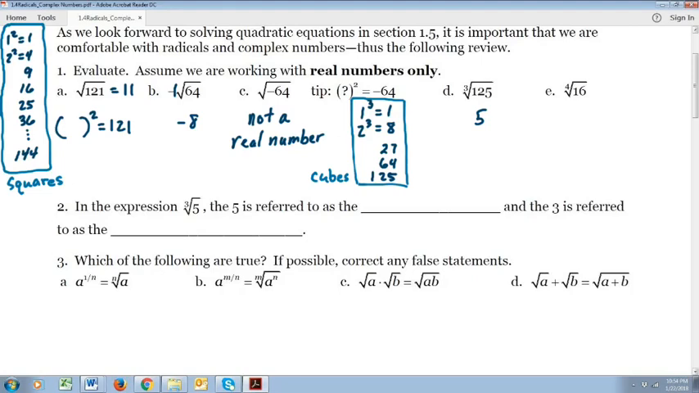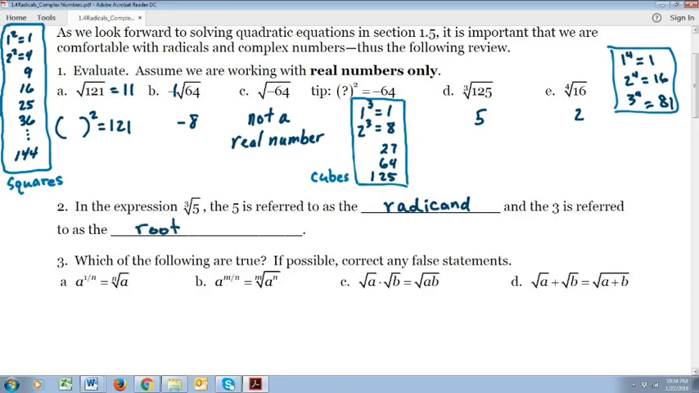And for fourth roots, we want to look at our fourth powers. These are the ones we see the most often, and so we're looking for a number that you take to the fourth power to get 16, and of course that would be 2. On number 2 here, it says in the expression the cube root of 5, the 5 is referred to as, well, it's under the radical, so we call it the radicand, and the 3 is what we call the root or the index.